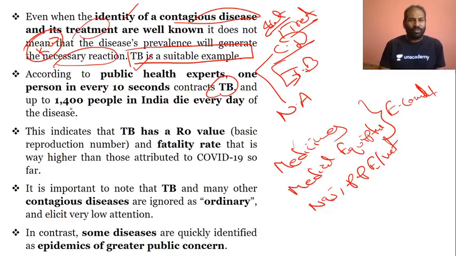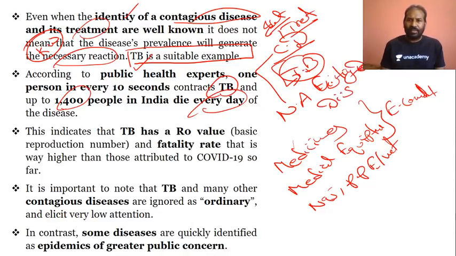And 1400 people in India die every day because of TB. So that is what is important, how TB is really causing a concern. TB is the existing disease which we are not really focusing on. And TB has an R0 value, that is the basic reproduction number, and a fatality rate.